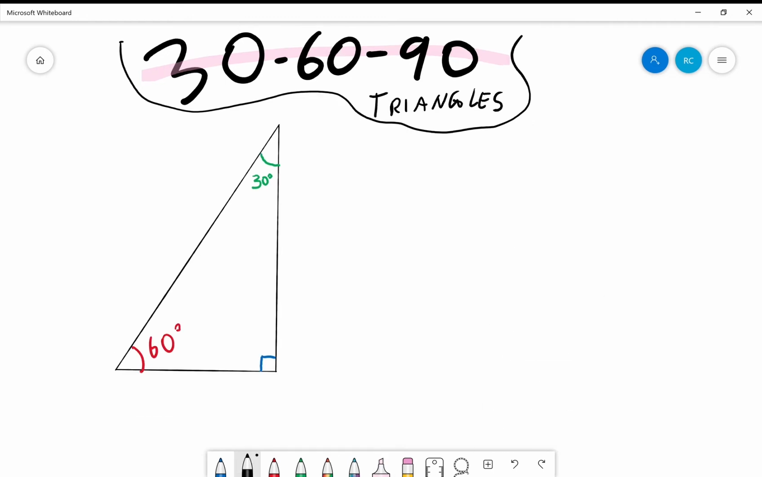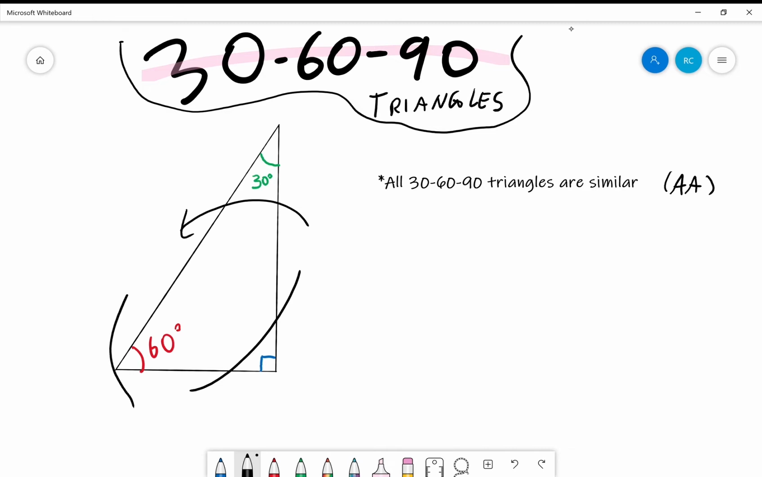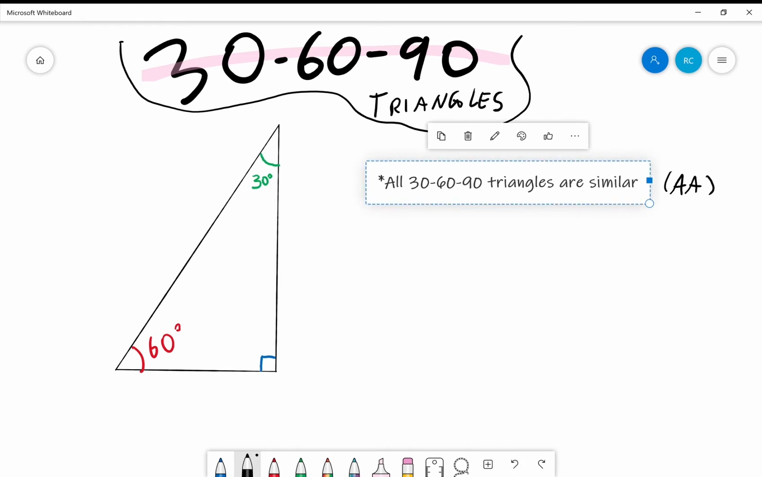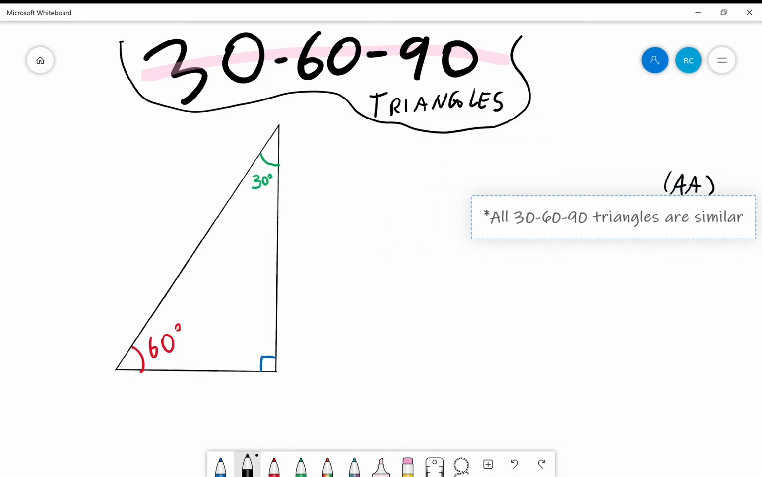So just like the 45, 45, 90 triangle, I think it's pretty easy to see that all 30, 60, 90 triangles are similar, right? We know that by angle, angle. Okay? So once we understand the proportions, once we know what you multiply by to get between the different sides, then we will know what those proportions are for every single 30, 60, 90 triangle in the universe. Okay? This is going to go off to the side for a minute because I'm going to need that space.